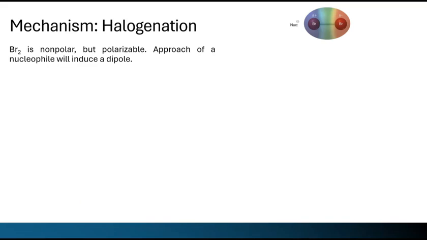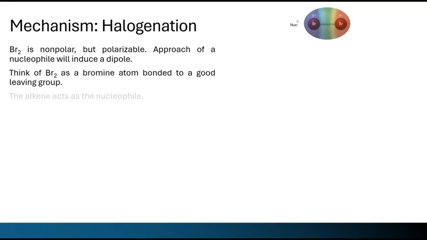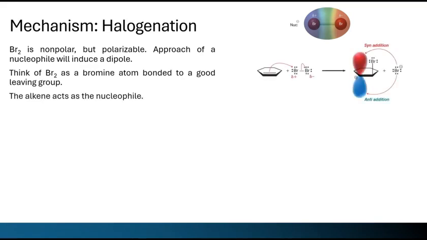Mechanism for halogenation. Bromine is nonpolar but polarizable. Approach of a nucleophile will induce a dipole. Think of Br2 as a bromine atom bonded to a good leaving group. The alkene acts like a nucleophile, attacking one of the Brs, while the sigma bond between the 2 Brs breaks and forms a lone pair.